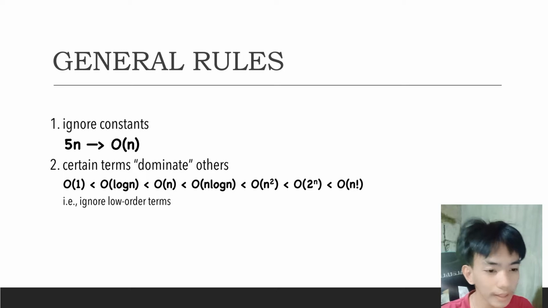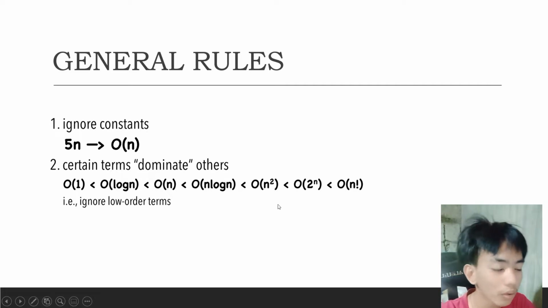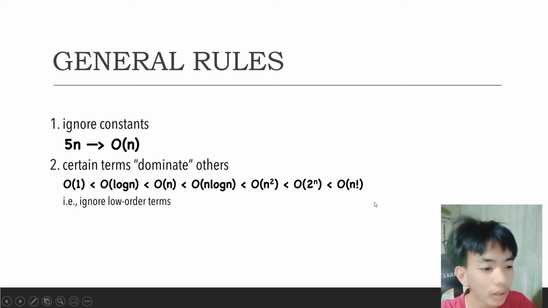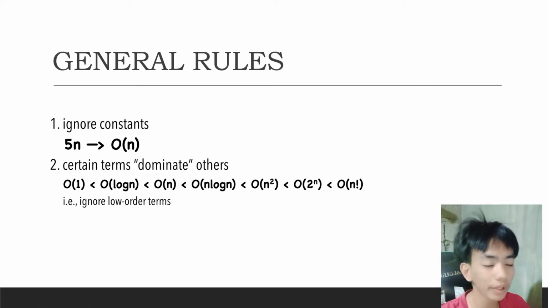Ito yung list: O of 1, O of log n, O of n, O of n log n, O of n squared, O of 2 raised to n, and O of n factorial. And ignore low order terms.